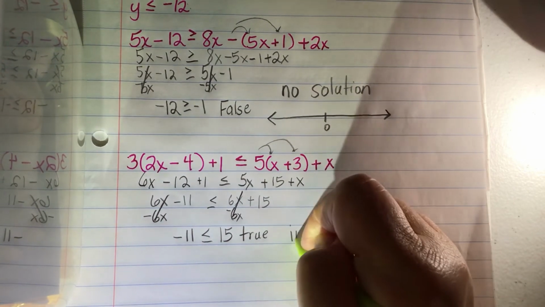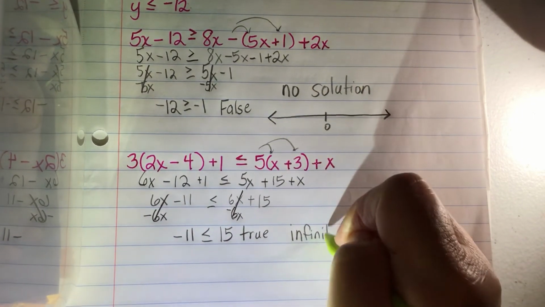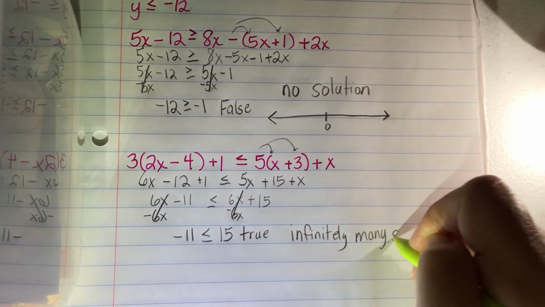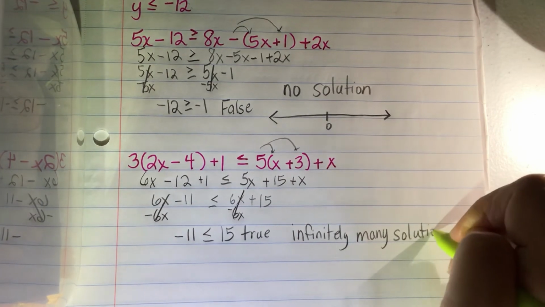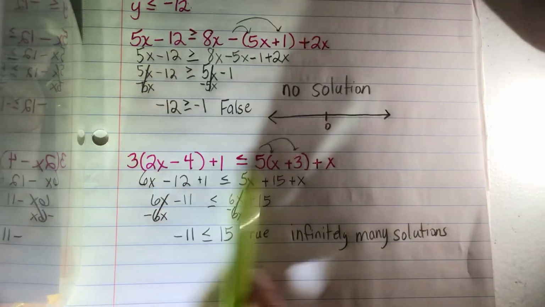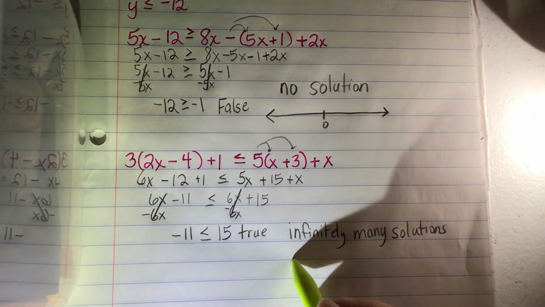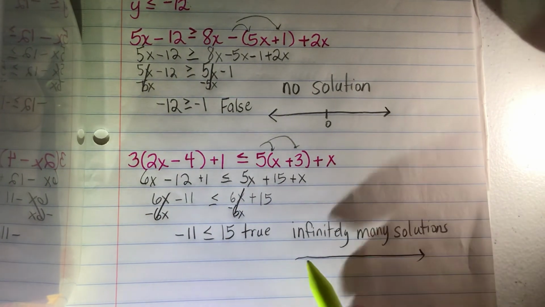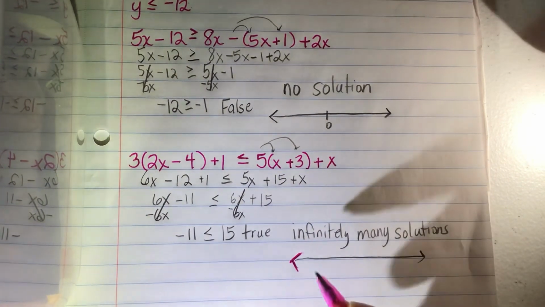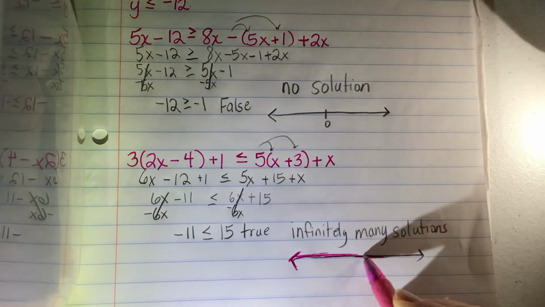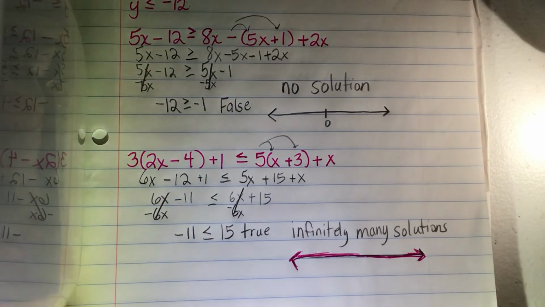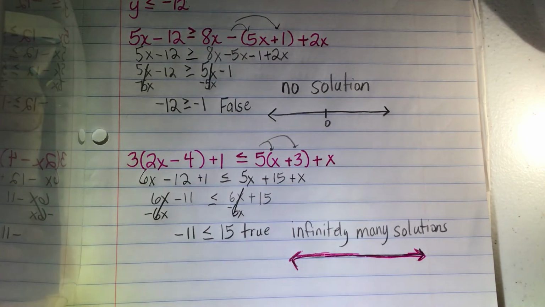Therefore, my answer is infinitely many solutions. That means that no matter what solution I would select for x, it would make this inequality a true statement. So to graph on a number line, you would shade the entire number line. Don't want to make my iPad come off of its stand. Okay, so that would be the solution to that problem.